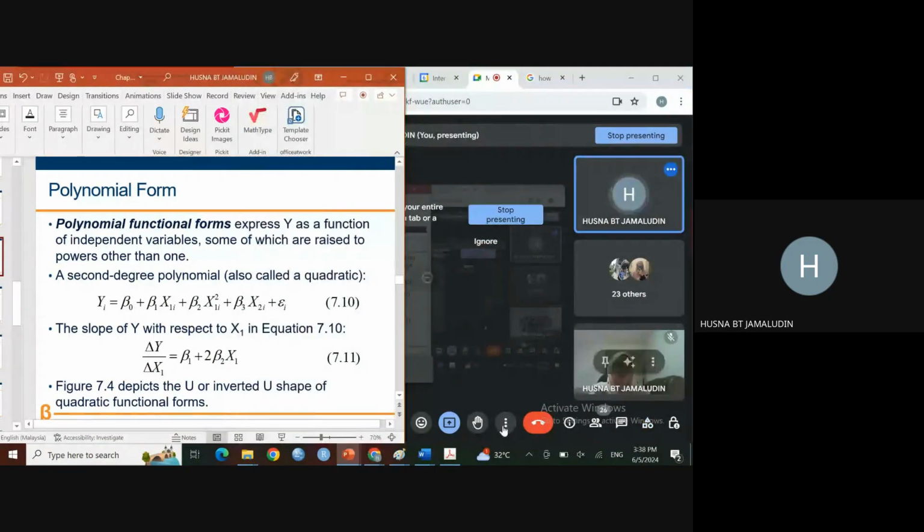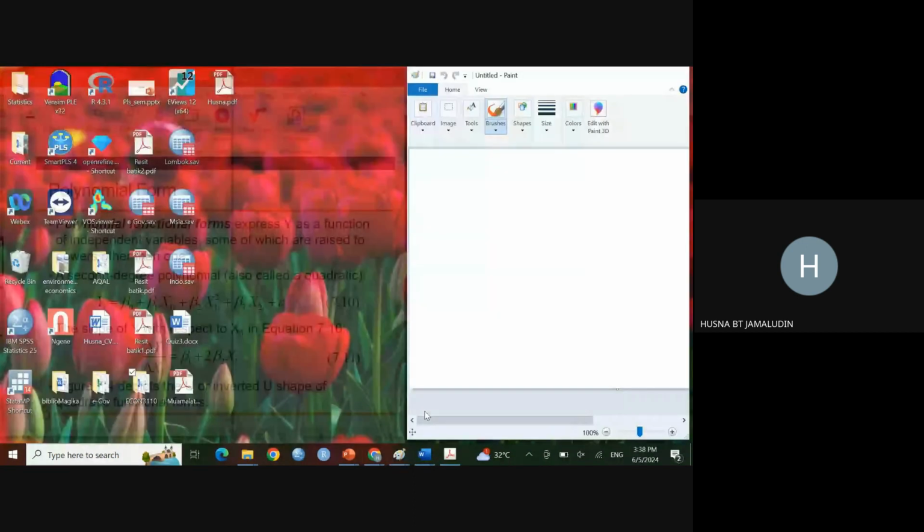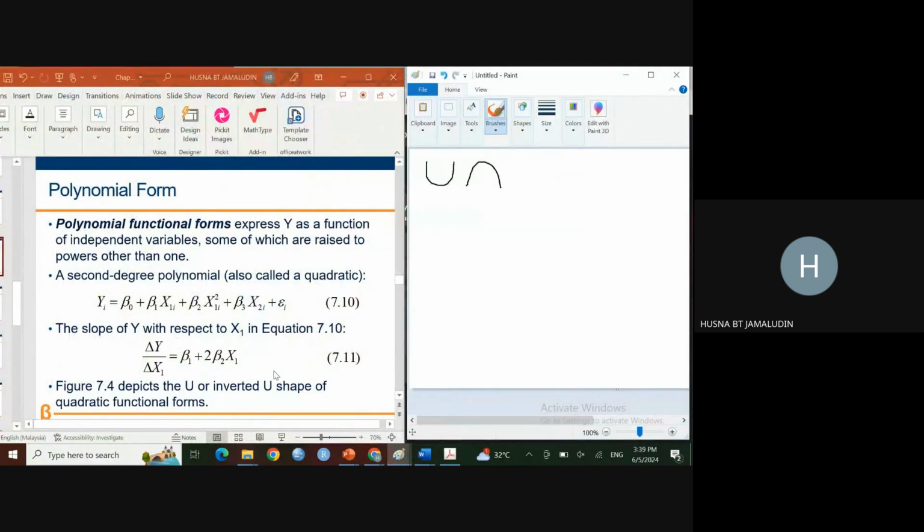Okay, so where are we just now? This is how, if let's say you want to differentiate the y with respect to x1, you can also differentiate whatever variables, but we just want to show you how the coefficients in the polynomial functional form look like. Okay, so I will move to the next slide.